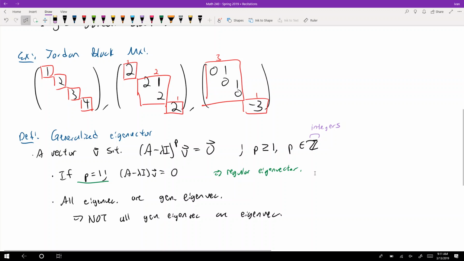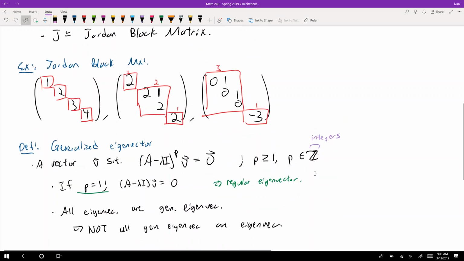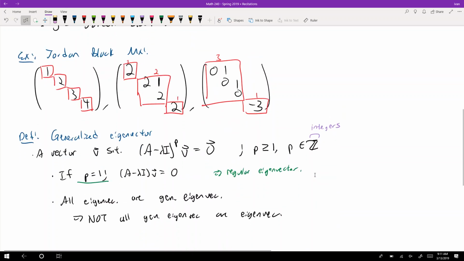Was there a formal definition for a Jordan block matrix? No, I just show examples. The one thing that you have to see is that the only number we can have above the diagonal is 1. We don't have any other number above the diagonal. I guess that's formally, but that's just how we write it in SJS inverse form.